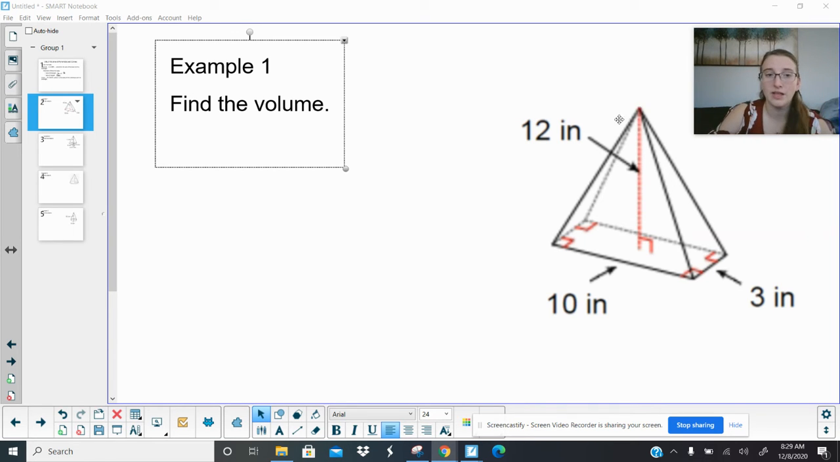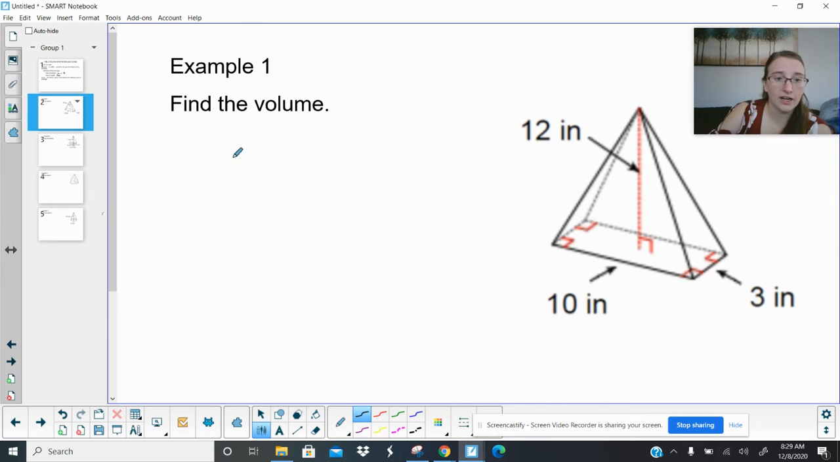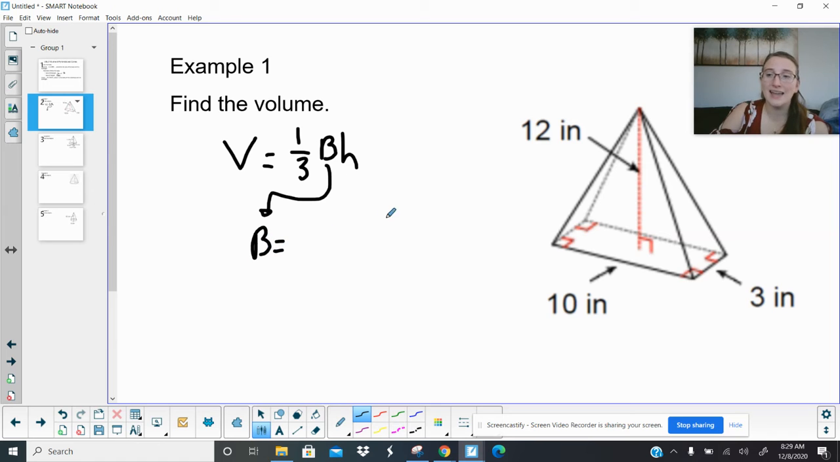This is a pyramid. Now, we're going to go ahead then and copy over the formula for volume of a pyramid. We have 1/3 capital B H. But our B is, again, the area of our base. What is the shape of the base of this pyramid? What is it sitting on? It's sitting on a rectangle, right? So we would call this a rectangular pyramid. I'm just going to go ahead and say rectangle base.